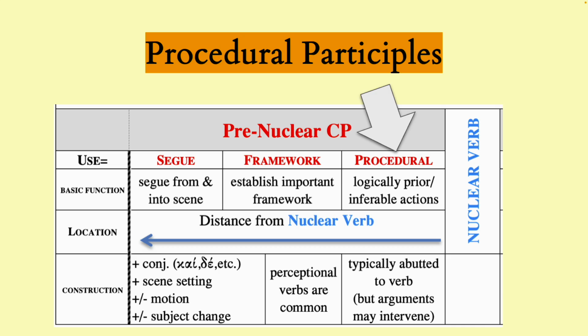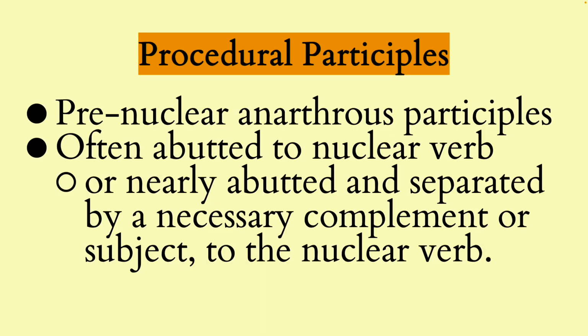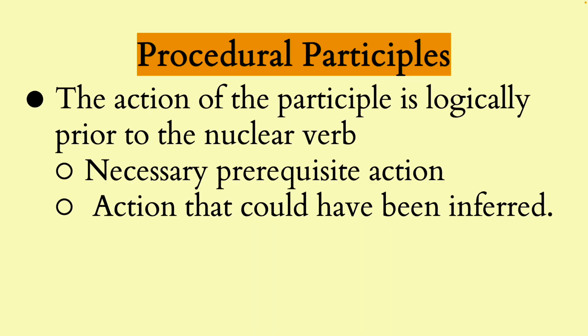which is what Emily and Reina are going to talk about. So now we have procedural participles. Procedural participles are pre-nuclear anarthrous participles, often abutted to the nuclear verb, or nearly abutted and separated by a necessary complement or subject to the nuclear verb. The action of the participle is action that is logically prior to the nuclear verb, and it's a necessary prerequisite action, but it could have been inferred in the nuclear verb.